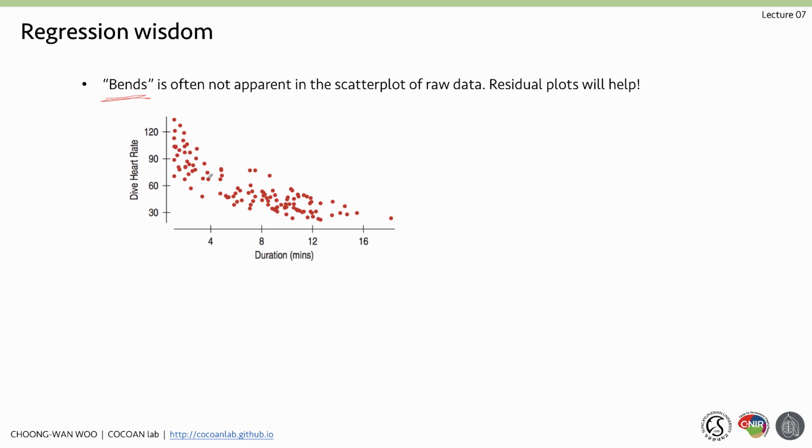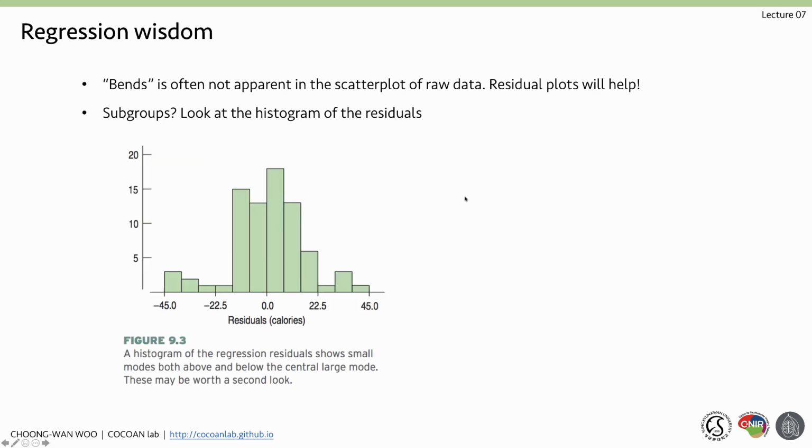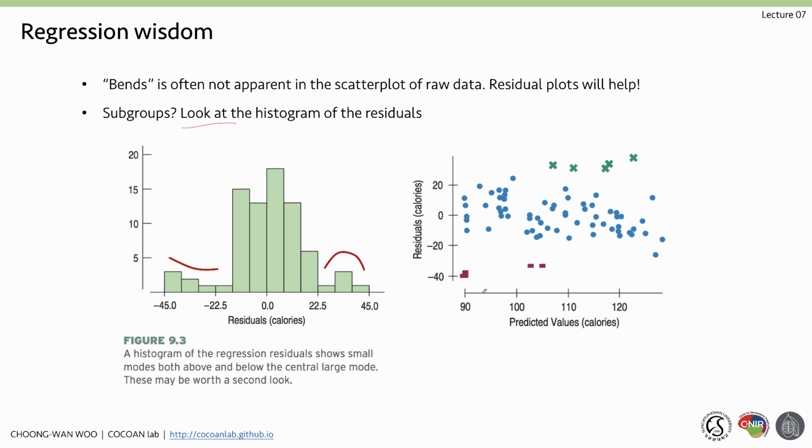So this shows the data on the relationship between dive heart rate and duration. The bend was not apparent in this raw data, but if we draw the residuals using the regression line, the bend becomes apparent. And sometimes there could be some subgroups that are not apparent in raw data. In that case, look at the histogram of the residuals and you will see some subgroups, and if we draw the residual plot you can find some outliers.